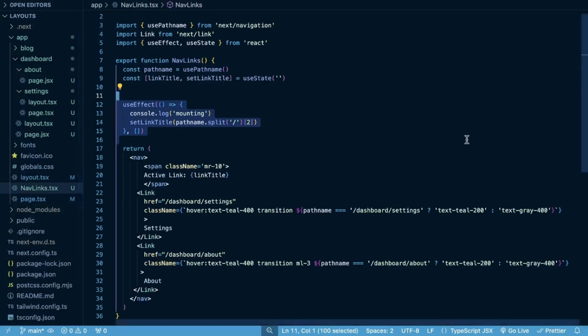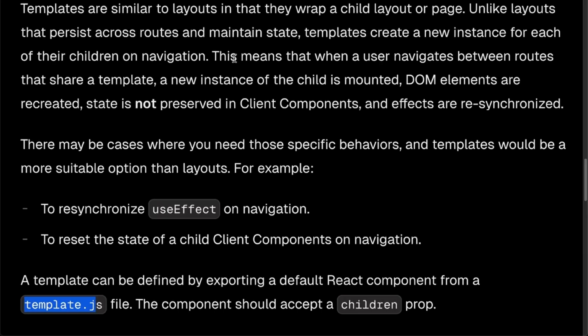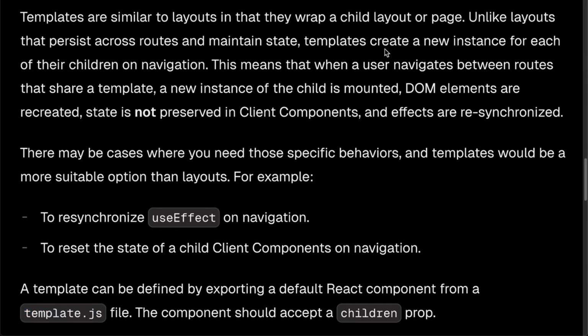So hopefully that gives you a good, more practical example of the subtle differences between layouts and templates in Next.js. And just to recap, templates are effectively layouts in Next.js. You can use them for really the same things. However, a template is going to create a new instance for each of its children on navigation, which is why we were just seeing that behavior. So for its children, it is going to remount those components, recreate those DOM elements, state is not going to be preserved, and effects are going to be resynchronized.